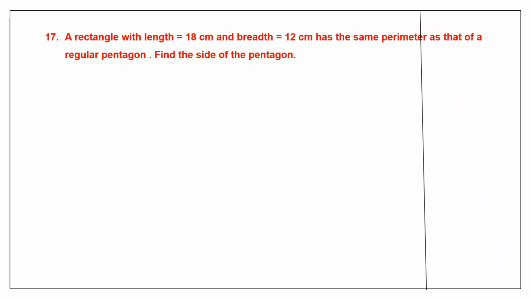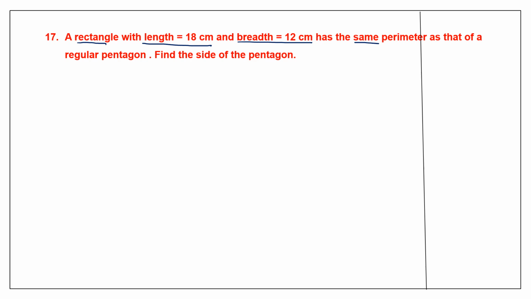Question 17. This time it's a rectangle with length 18 centimeters and breadth 12 centimeters, which has the same perimeter as that of a regular pentagon. Now we have to find the side of the pentagon. What is a pentagon? It's a closed figure with 5 equal sides.